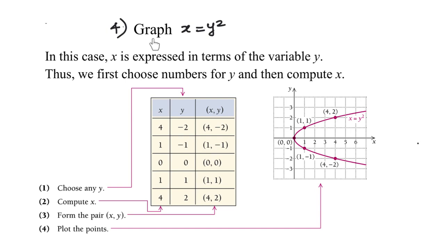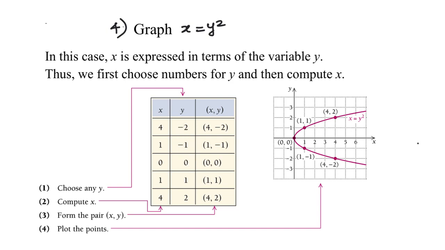In this example, we need to graph x equals y squared. So here x is expressed in terms of y. So we will choose numbers for y, then we will compute the corresponding x value. We can pick any value for y. It can be 0 or any negative or positive value.